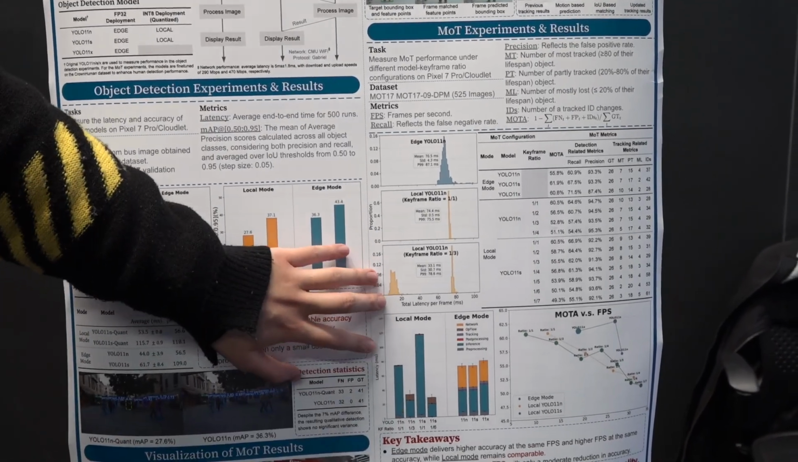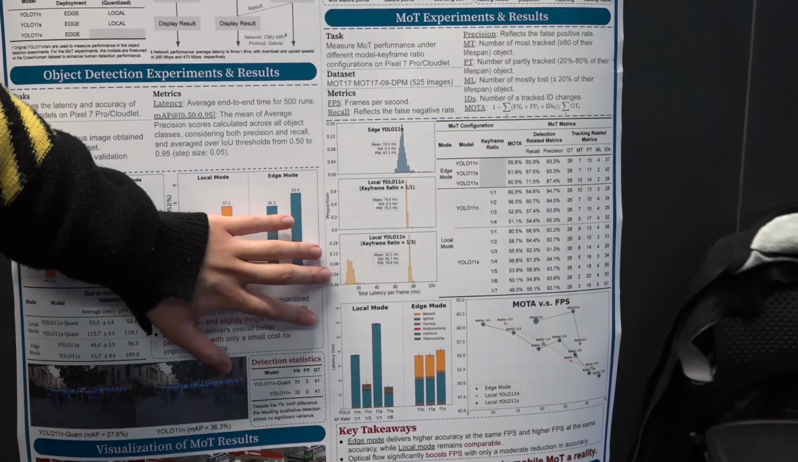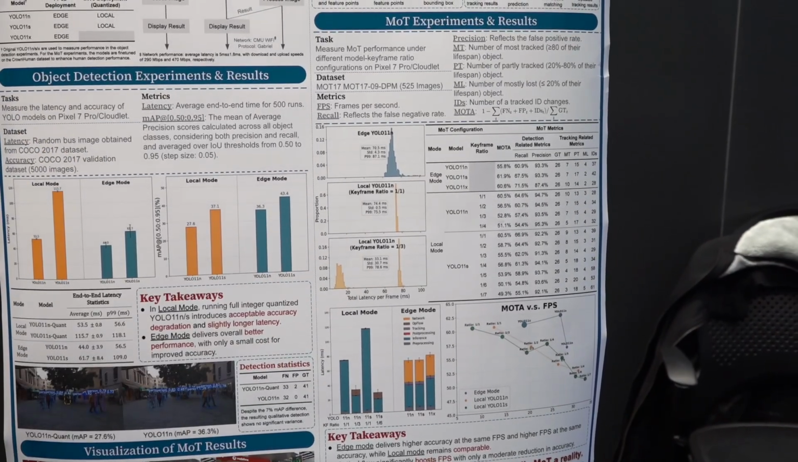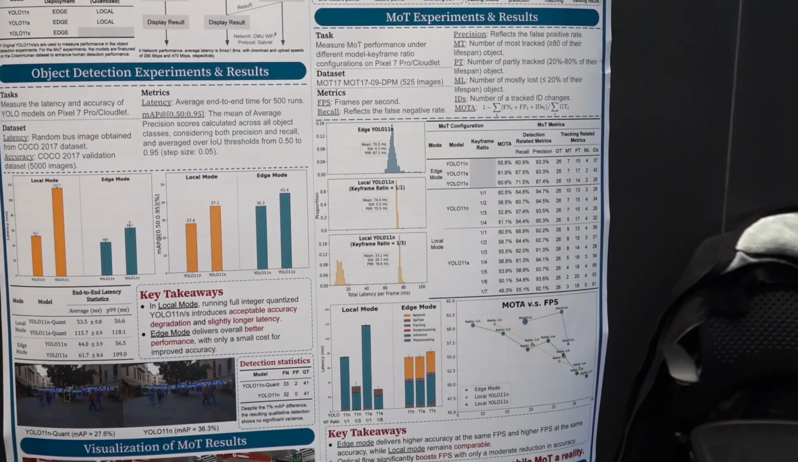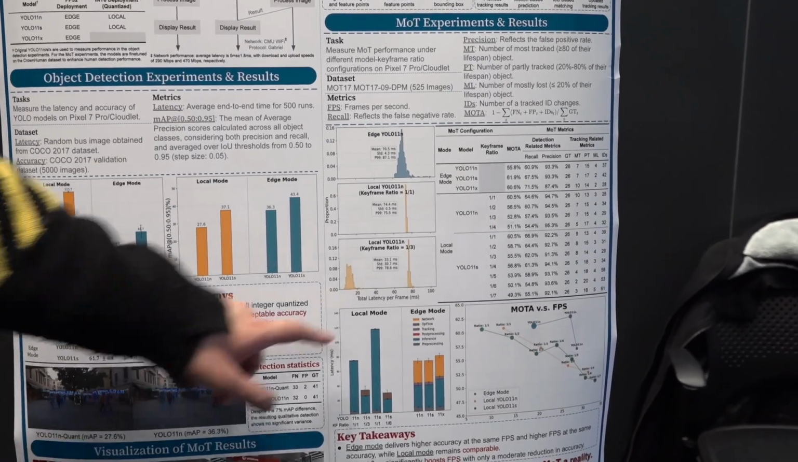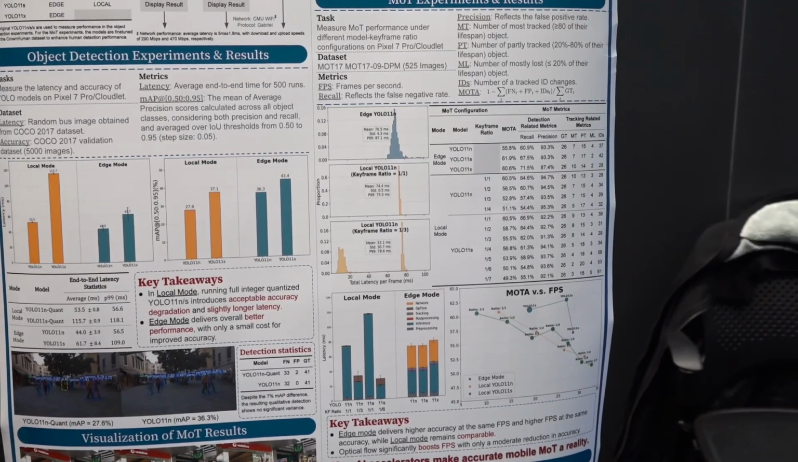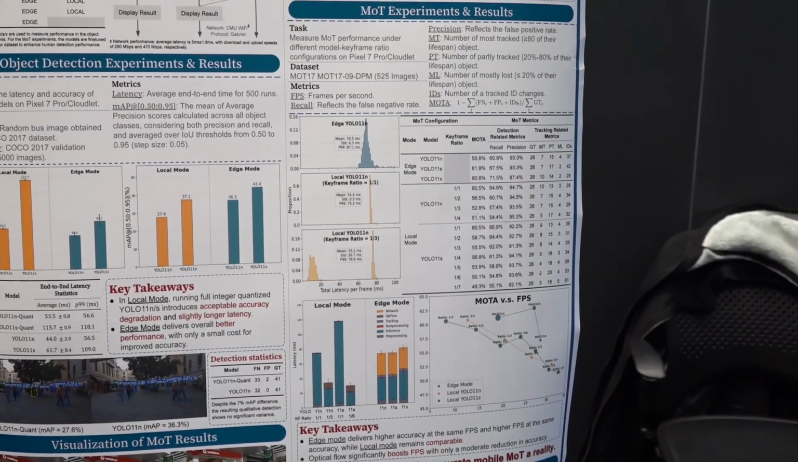In the third image, it is very interesting because the first peak actually expresses the latency for the optical flow-based detection. The second peak expresses the latency for the neural object detection.